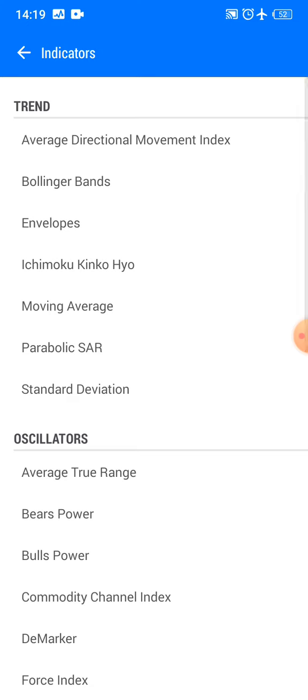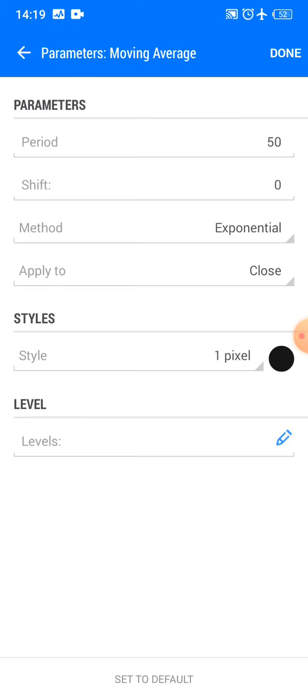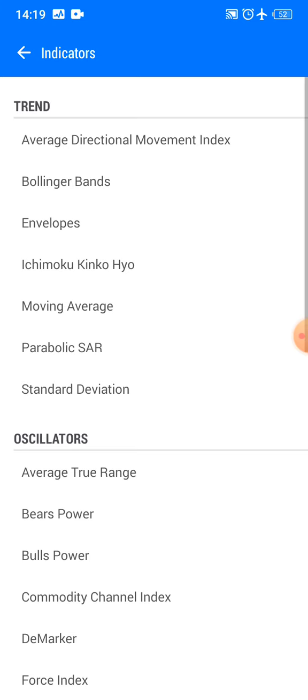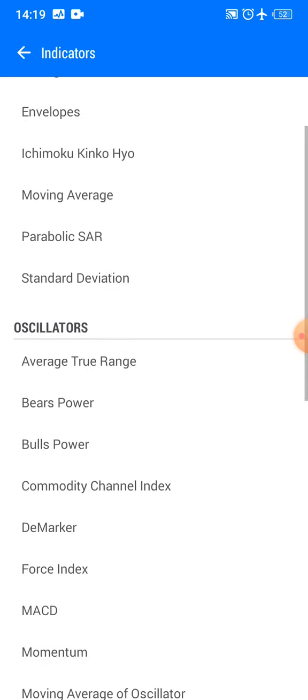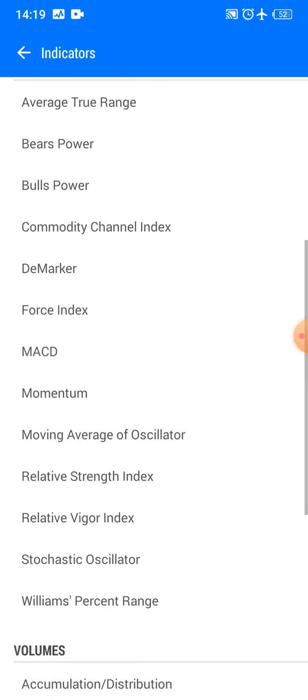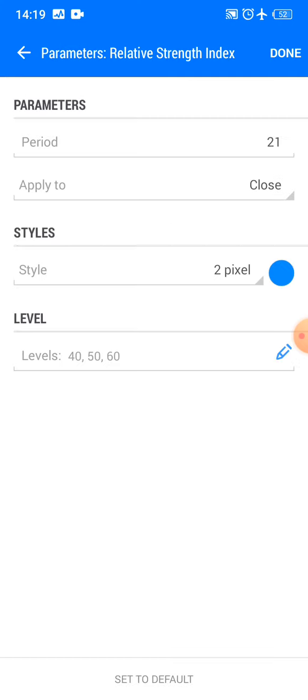So firstly, on the main chart, we're going to be adding moving average. Period is going to be 50. Shift is 0. Method exponential, apply to close. Color I chose black. Click done. Then for the RSI, I want you to pay close attention because we are going to make several changes here, and take note of the levels that I'm going to use. So the RSI period is going to be 21. Apply to close. Style 2 pixel, color I chose blue.